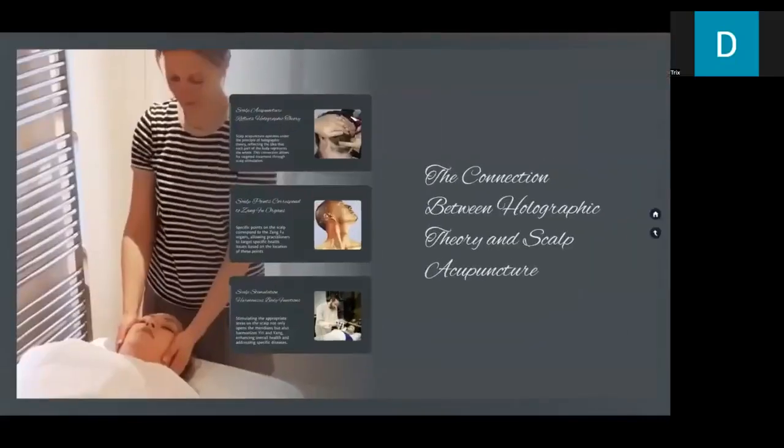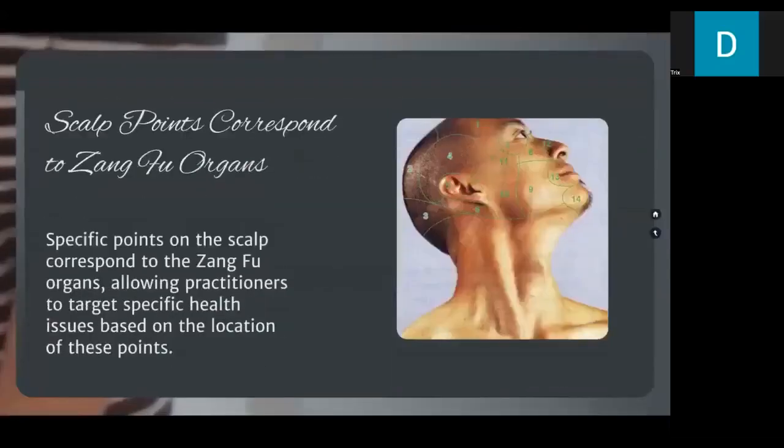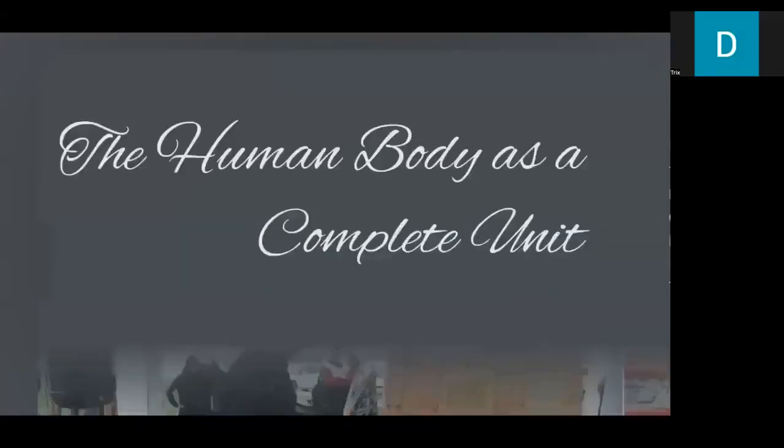The connection between holographic theory and scalp acupuncture. Scalp acupuncture operates under the principle of holographic theory, reflecting the idea that each part of the body represents the whole. This connection allows for targeted treatment through scalp stimulation. Specific points on the scalp correspond to the Zhang organs, allowing practitioners to target specific health issues based on the location of these points. Stimulating the appropriate areas on the scalp not only opens the meridians, but also harmonizes the yin and yang, enhancing overall health and addressing specific diseases.